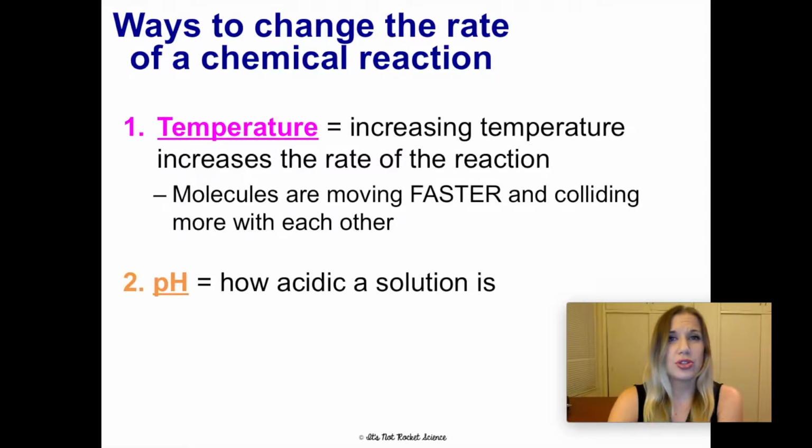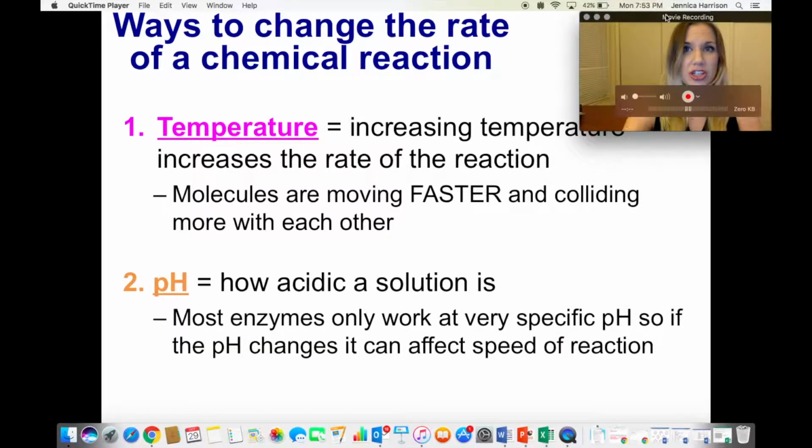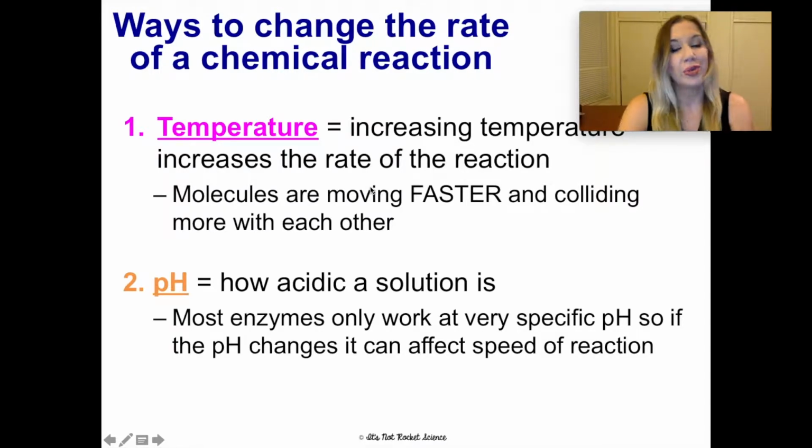Then the second way to change the rate of a chemical reaction is to change the environment's pH. So that just refers to how acidic a solution is. And so much like how I really enjoy having my house at 72 degrees, most enzymes only work at very specific pH levels. So if that pH changes, the reaction speed can be affected. They're not going to want to do very much work when they're not in their ideal conditions.